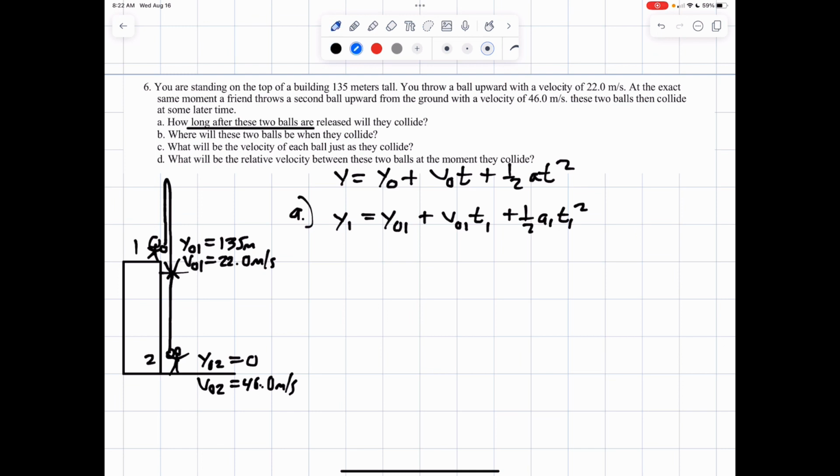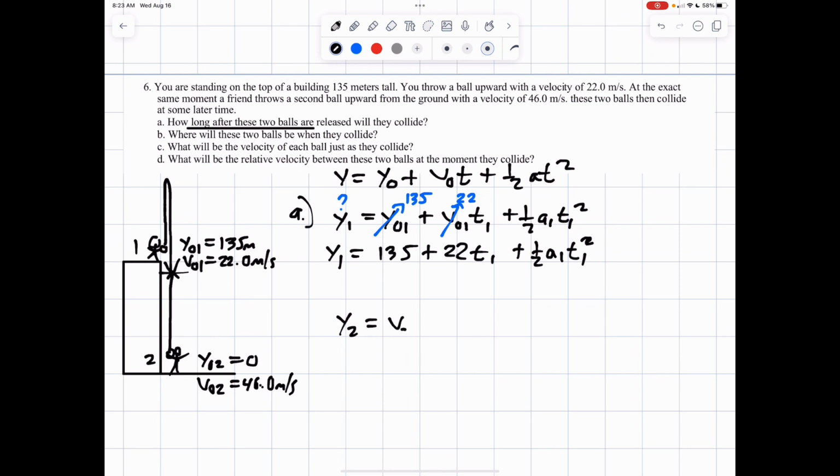Keep in mind, the initial position will end up being 135. We're going to plug in 22 for v naught 1, and we don't know what a1 is. So in other words, this is going to end up being y1 equals 135 plus 22 t1 plus 1/2 a1 t1 squared. Now, for the second object, ball 2 down at the bottom, it's going to be y2 equals y naught 2 plus v naught 2 times t2 plus 1/2 a2 t2 squared.